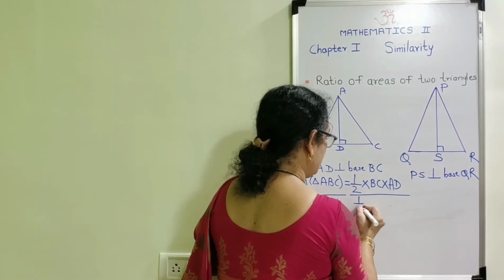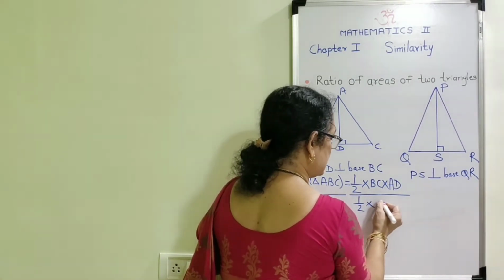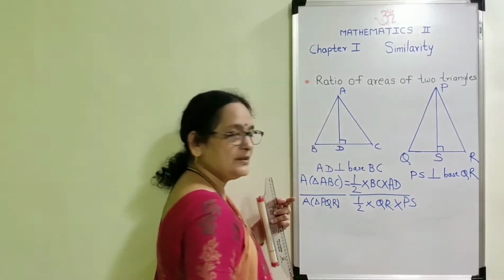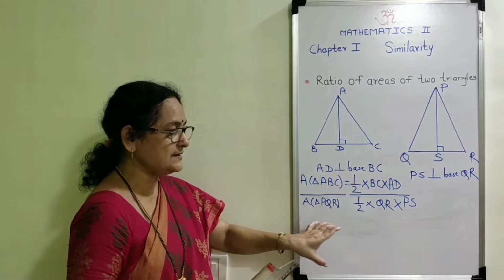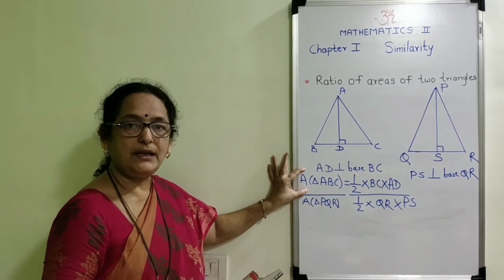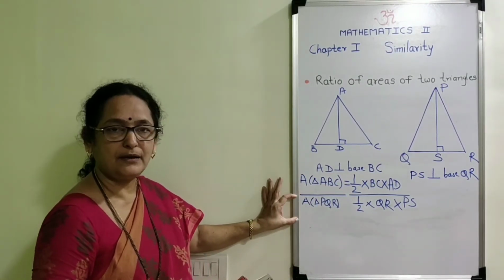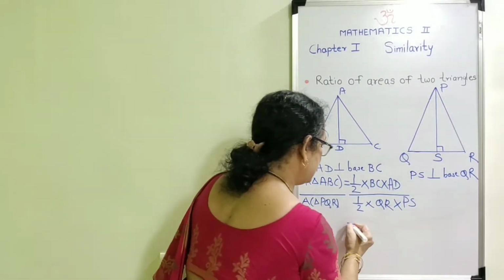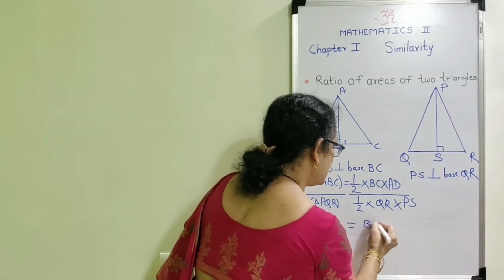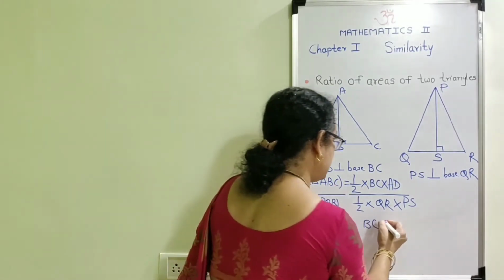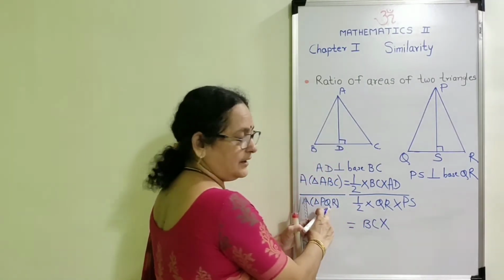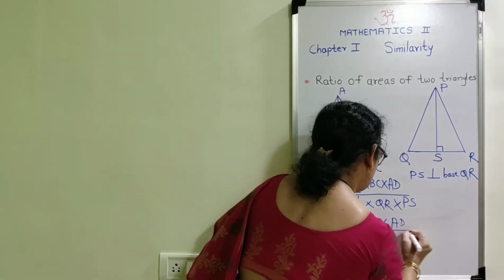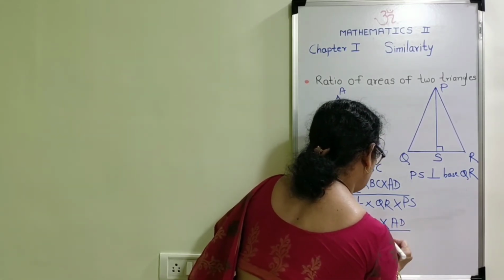Now it is equal to 1/2 base is QR and height is PS. Now observe the two given things. I have taken the ratio of area of triangle ABC with area of triangle PQR. Here 1/2 is common, and therefore it gets eliminated, and we will get area of triangle ABC is to area of triangle PQR is BC into AD is to QR into PS.